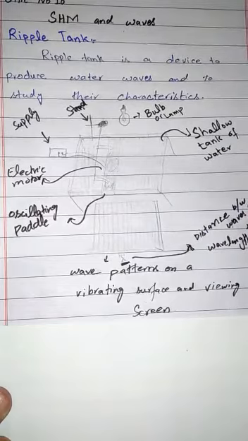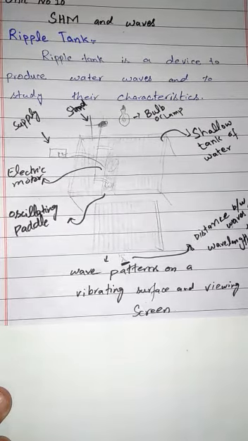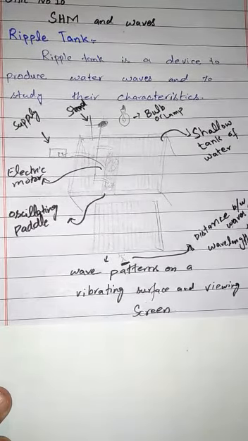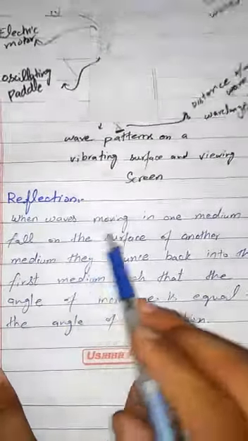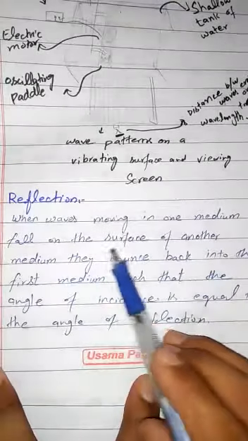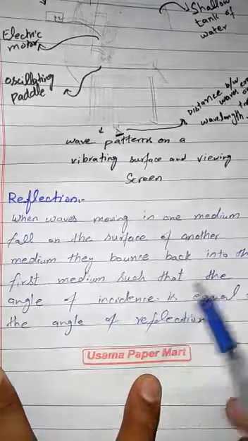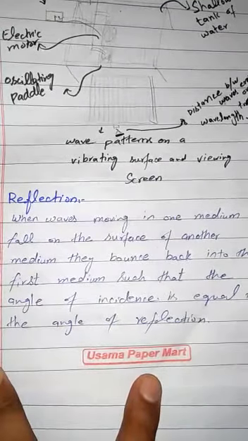When waves moving in one medium fall on the surface of another medium, they bounce back into the first medium such that the angle of incidence is equal to the angle of reflection. This is the definition of reflection.